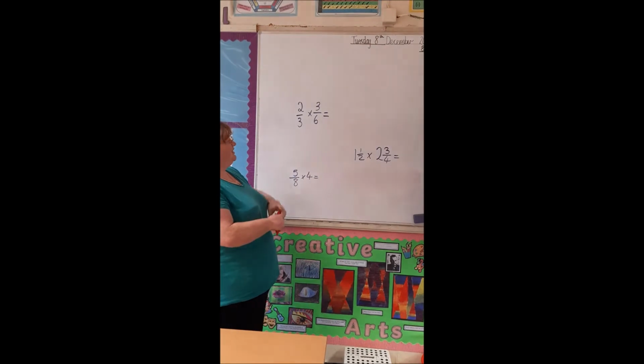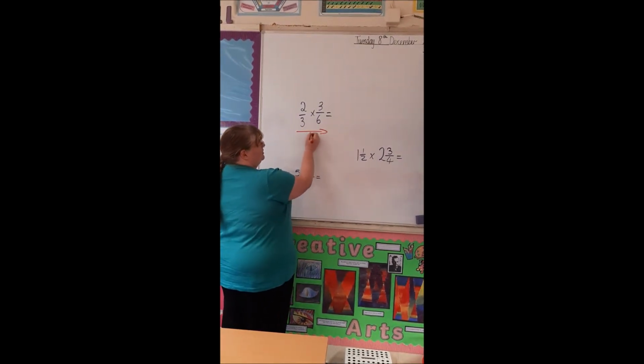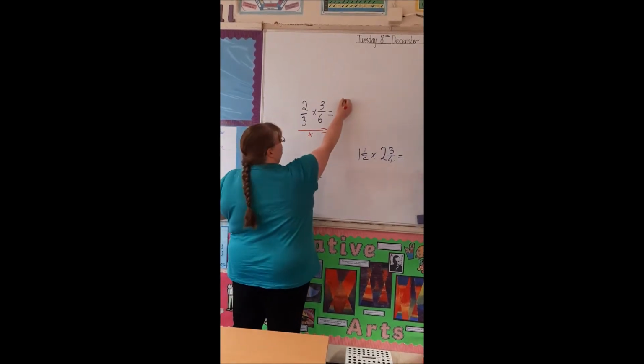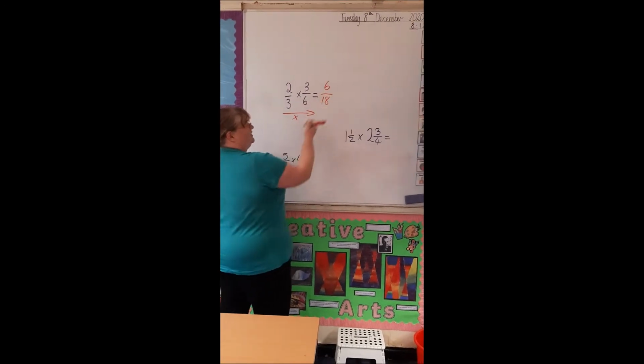Okay, so if we take our first one here, I always teach my children that they are basically just going to multiply straight across. So we say 2 multiplied by 3 gives us 6, and then we say 3 multiplied by 6 gives us 18.